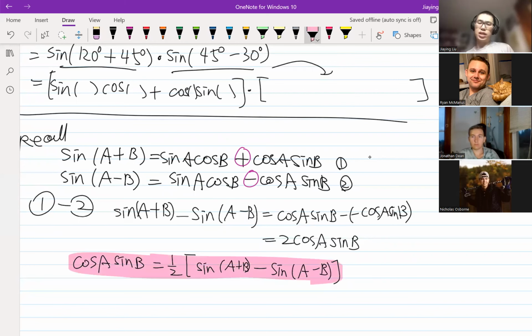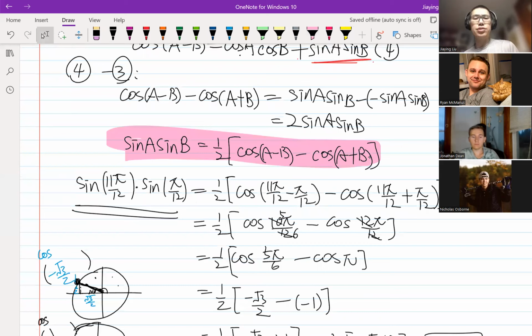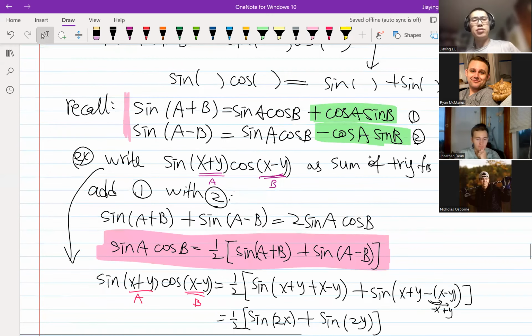I just want to show you that there are 4 of them, but they're all coming from the basic 4 formulas, the sum and the difference of angles formulas. I personally don't recommend memorizing them, but I do think you should know. For example, if I give you this problem, sine 11 pi over 12 and sine pi over 12, you should be able to do it as long as you have the sum and the difference of angles formulas memorized.